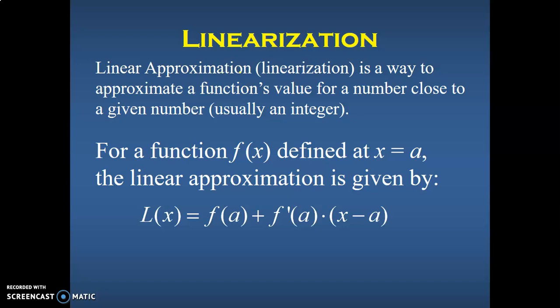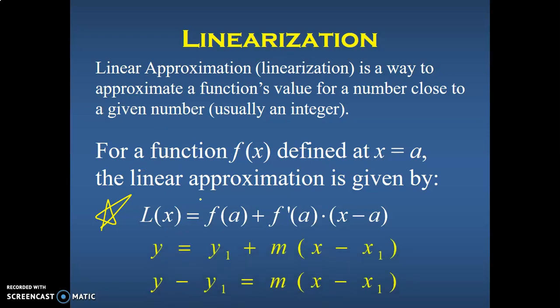So again, a linear approximation is just a way to approximate a function's value by drawing a line. This is the formula that you guys would need to memorize, but technically you don't really need to memorize this formula if you understand what it's representing. It's really just saying point slope form. So here's point slope form.